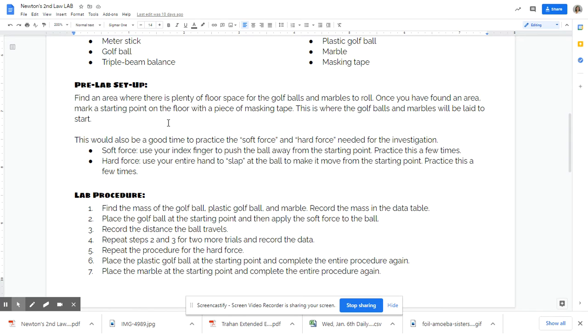You just want that second force, the hard force, to be a little bit harder than the first force that you used. Okay? So take a minute to kind of play around with that. Try that out a few times. Make sure you've got a consistent soft force and hard force, and that you understand how you're going to do those before you start your trials.